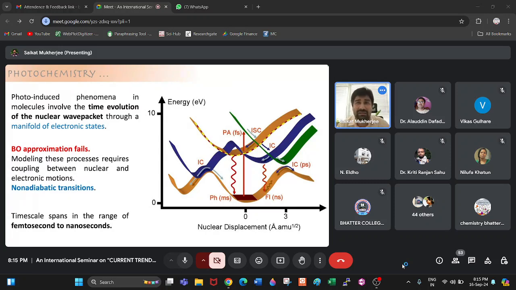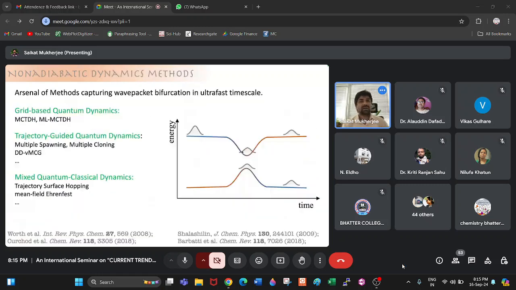So a new area emerged that is called the non-adiabatic regime. And if we take a look at the time scale of these non-adiabatic transitions, it can range from femtoseconds to even nanoseconds. Okay, the good news is nowadays we have an arsenal of methods capturing these wave packet bifurcations, capturing the time evolution of the nuclear wave packet through different electronic states.